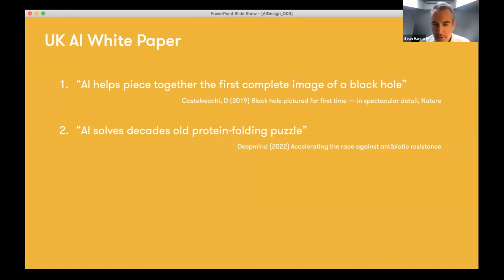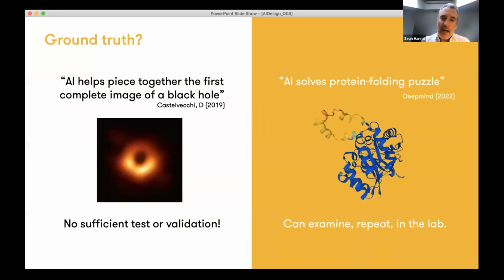Now, these effectively look the same. They're both scientific results from AI, but in fact, they're very different in terms of the sorts of problems they are. If you can imagine the AI protein folding problem, very, very difficult, of course. But once we've done it, we've got a case where we can examine it, we can repeat it, we've got proteins available, we can investigate them in the lab, and we can have some sort of confirmation of whether the problem has been solved. In the case of the black hole, however, we've got a very different scenario. This happened light years away and light years in the past, and there's no sufficient test or validation for what it's saying.